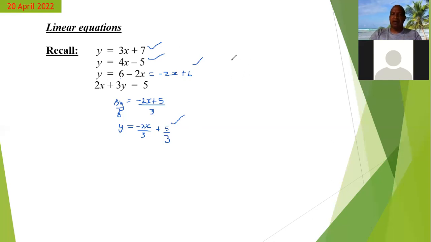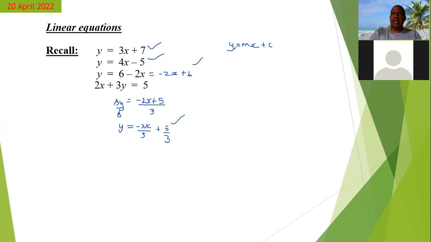So what is the general form? Now the general form is written as y equals mx plus c.